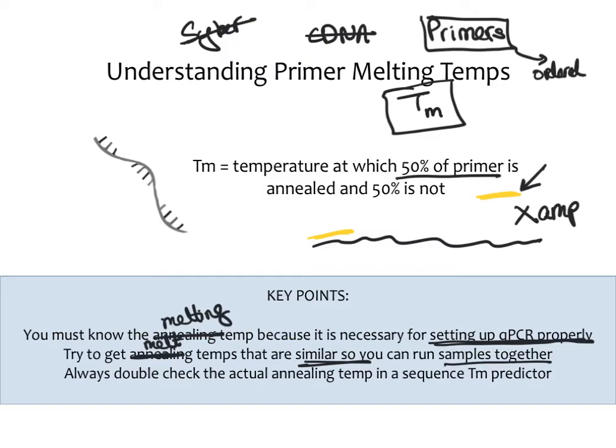And then you should always double check your actual annealing temperatures. Sometimes predictors or primer makers, their TMs will not be entirely accurate. And there are other programs that allow you to specifically check the predicted TM. So you should always go ahead and check that and make sure it actually is what you want it to be.